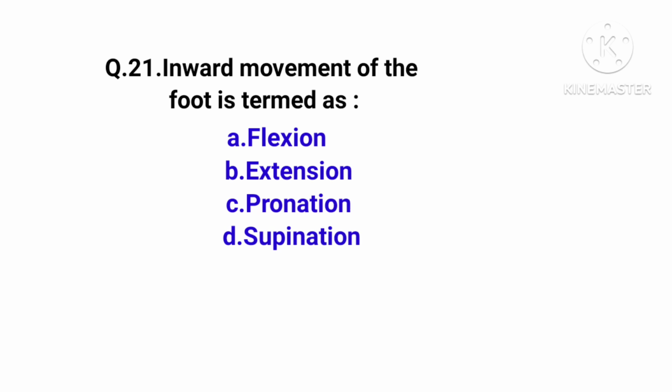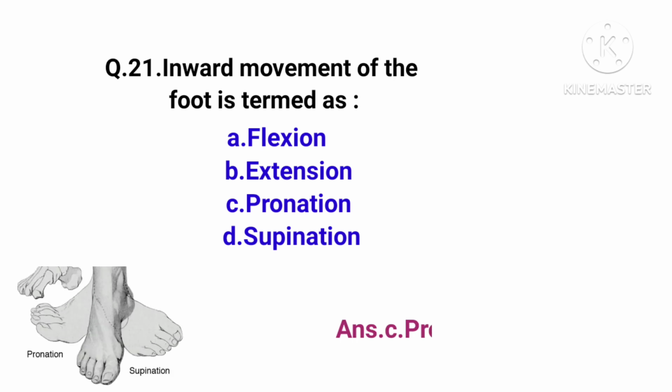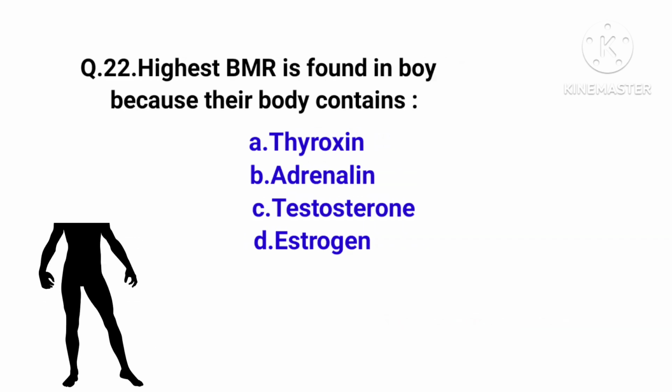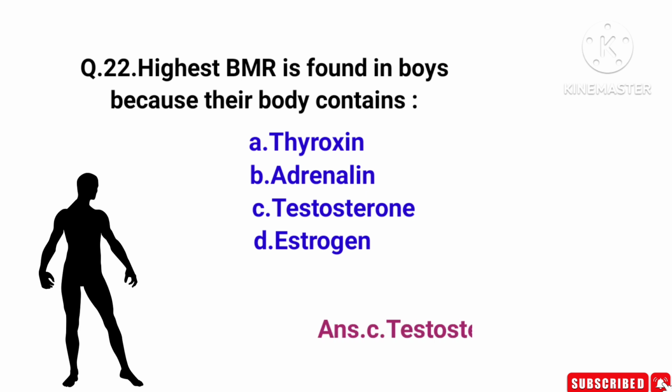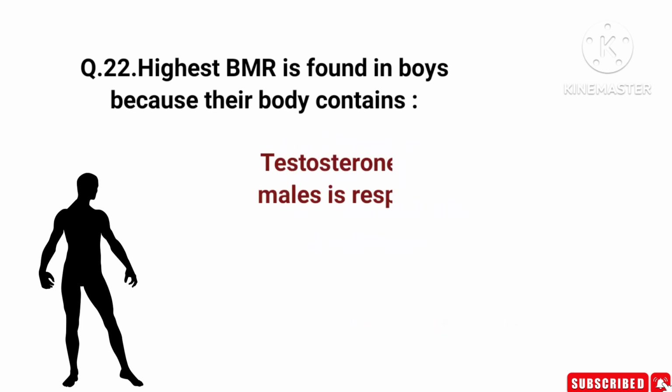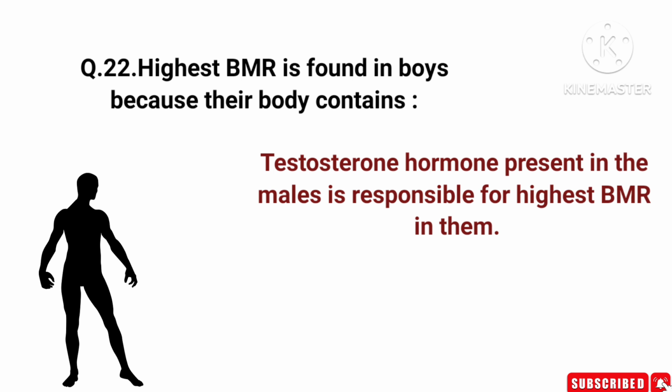Inward movement of the foot is termed as flexion, extension, pronation or supination. Inward movement of the foot is termed as pronation. Highest BMR is found in boys because their body contains thyroxine, adrenaline, testosterone or estrogen. And here the right answer is option C, testosterone. Testosterone hormone present in males is responsible for the highest BMR in them.